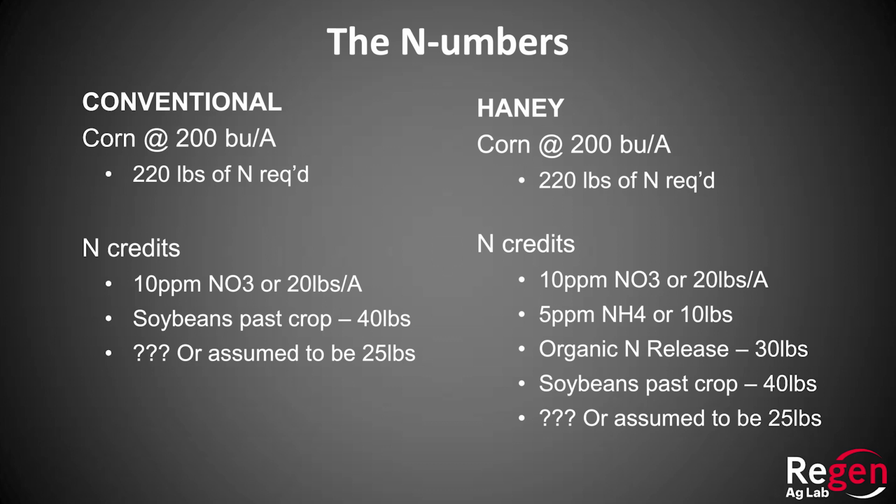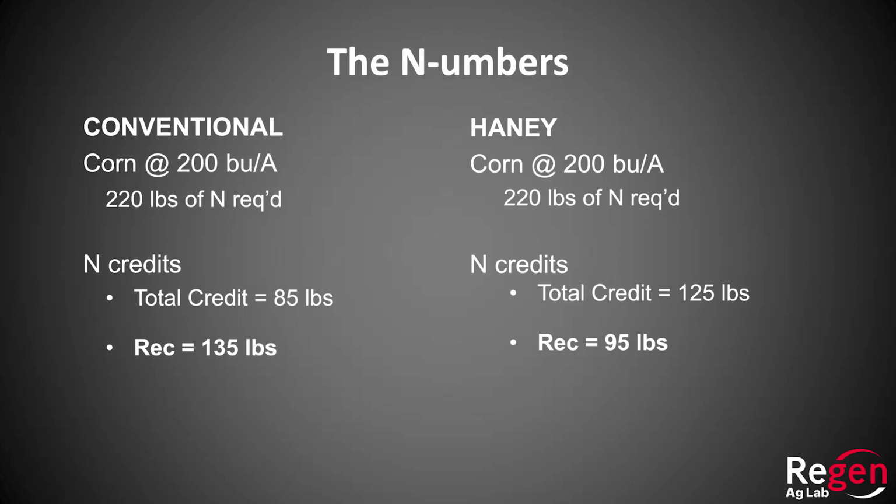Go to the Haney side, you've got the same requirement, same nitrate. Now you've got ammonium and organic nitrogen release. The soybeans is the same and the same subsoil credit. Nothing's changed. Except at the end of the day, your total recommendation coming out of the lab on a conventional side is 135 units. And on the Haney side, it's 95 units.